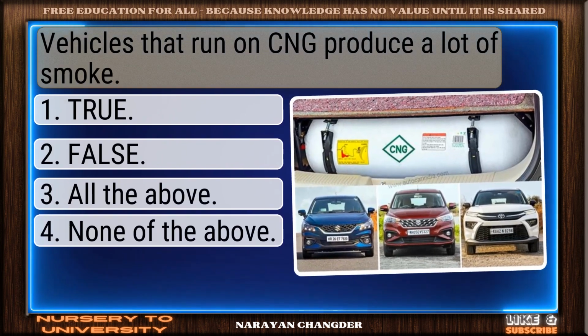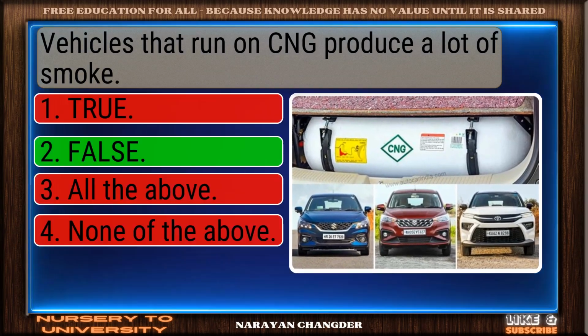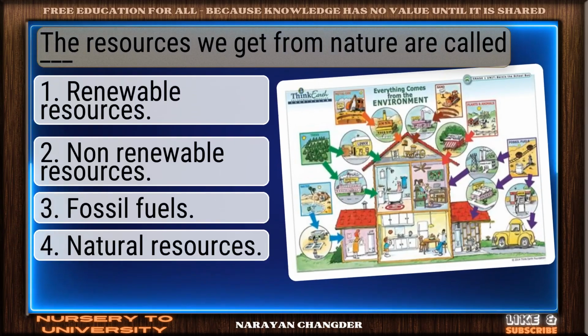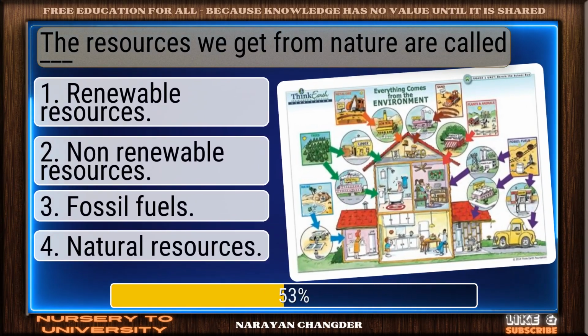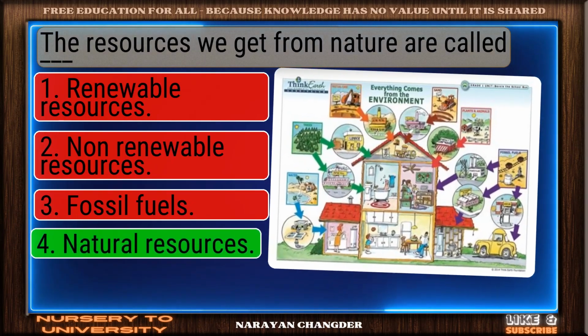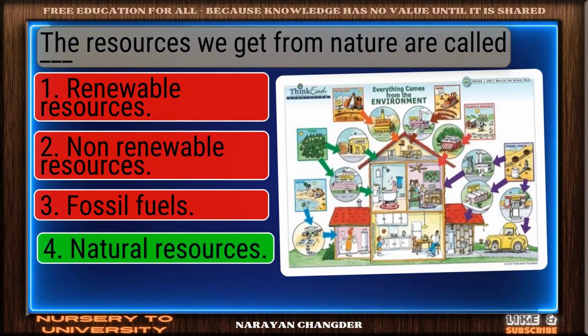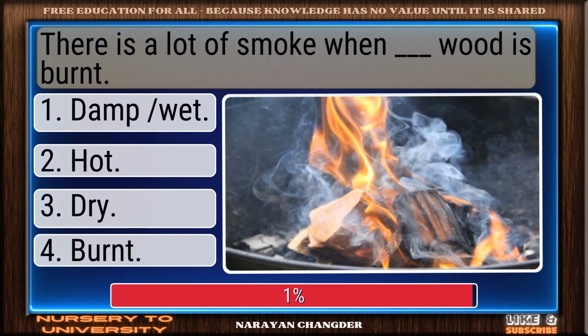Vehicles that run on CNG produce a lot of smoke. Strong choice. False is the right answer. The resources we get from nature are called dash. Correct response. Natural resources is the most accurate answer. There is a lot of smoke when dash wood is burnt.